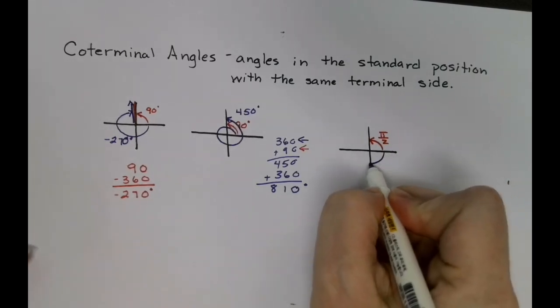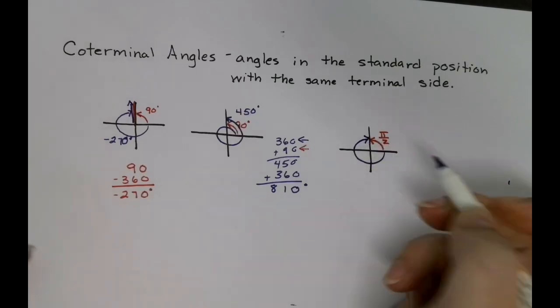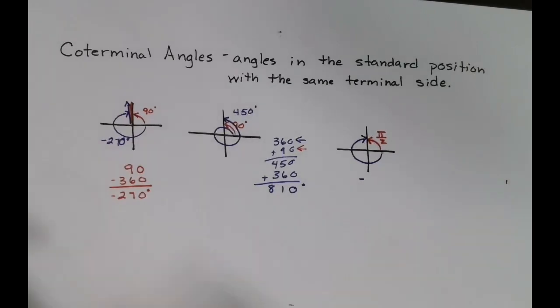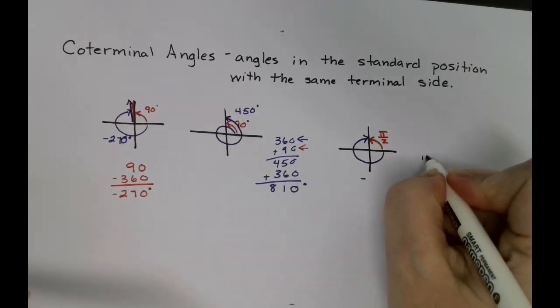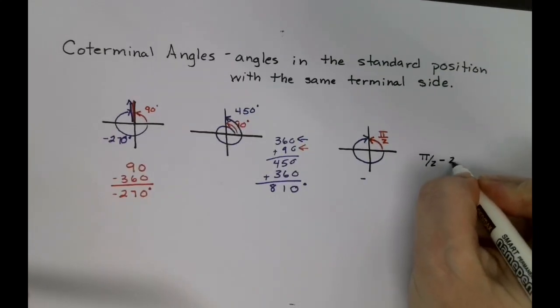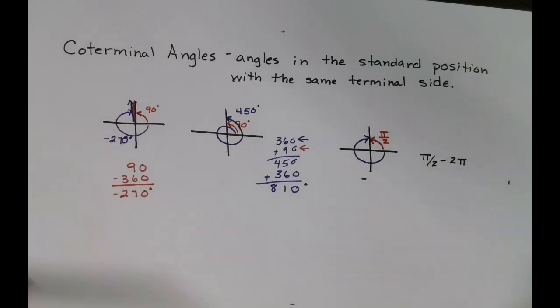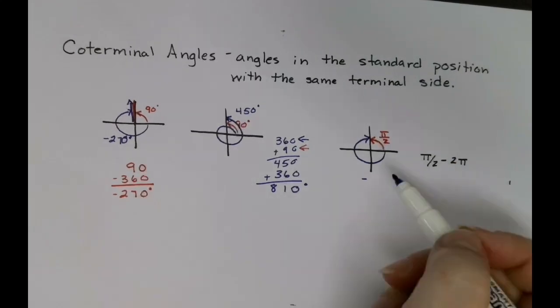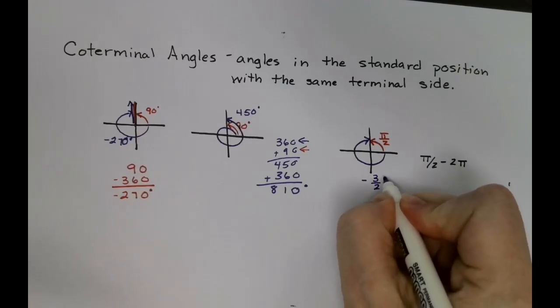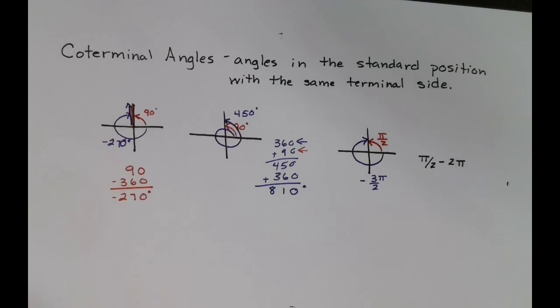So if we want to find the negative coterminal angle, we go backwards. And this time we know that since a full circle would be 2 pi, we could use that number to subtract it from our original, just like we did with the degrees, and that would give us what our negative coterminal angle would be. So pi over 2 minus 2 pi would give us negative 3 pi over 2, and that would be a negative coterminal angle.